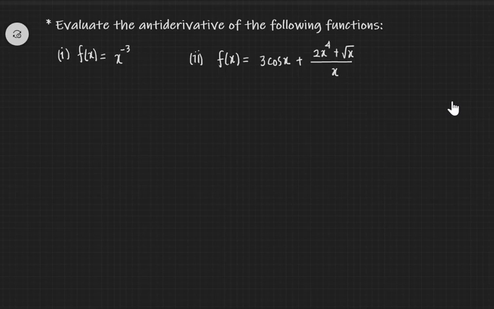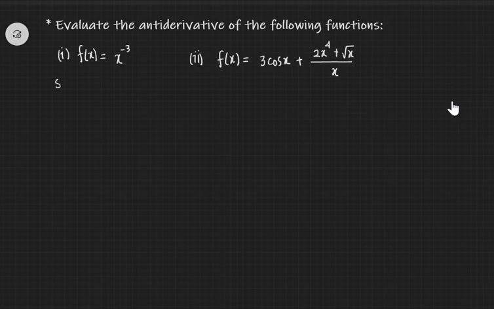Hello my dear students, in this video I am going to teach you how to evaluate the antiderivative of the given function. Here we will take two examples. For the first example, the given function is f of x equals x power minus 3. So in order to find the antiderivative of this function, we will integrate this function on both sides with respect to x, which is basically the independent variable of this function.